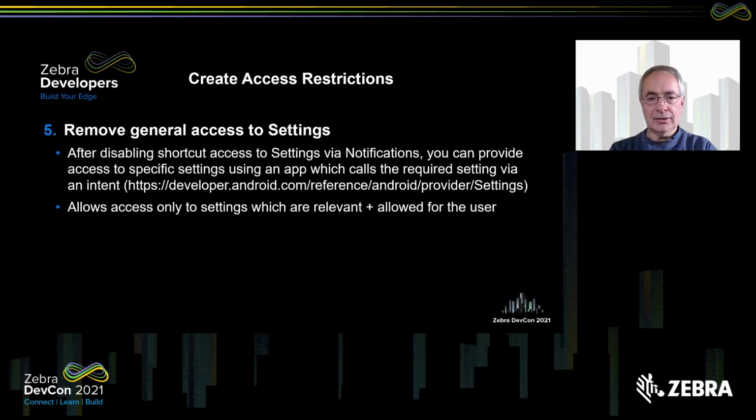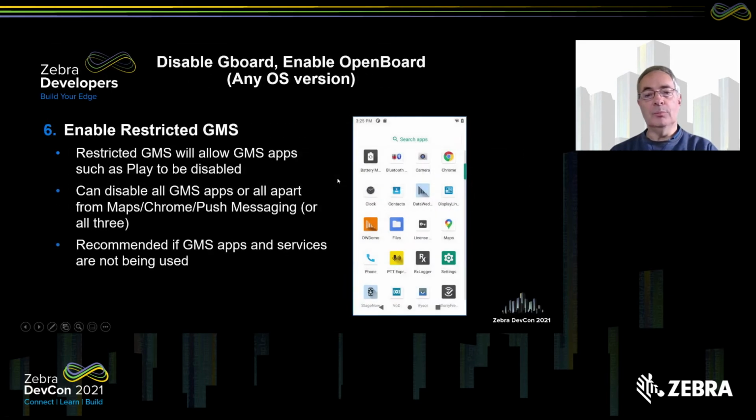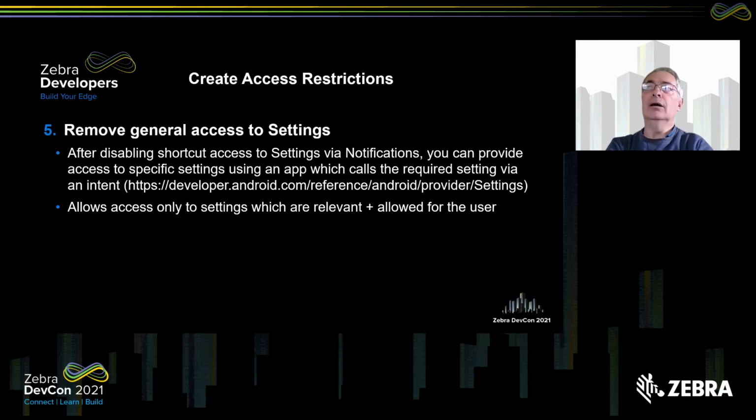Another method is to remove general access to settings. After you disable shortcut access to settings via notifications, you can provide access to specific settings using an app which calls the required setting via an intent. And there's a list of the settings intents available here. So that allows access only to settings which are relevant and allowed for the user. An example of that would be if you've disabled the pull down of the notification bar, but you want to allow access to the Bluetooth settings so you can pair a Bluetooth device. You can access the intent required for the Bluetooth settings at that link, and then you can just make a little app which will call that intent and will allow the user then only to access the Bluetooth settings.